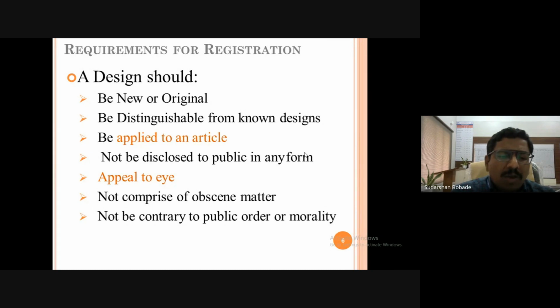Next one, not be contrary to public order or morality. Whenever we are going for design, it should not disturb society or cause social violence, and that is a very important parameter. It should not be religious, it should not be gender biased. So this particular precaution we have to keep in mind while going for the design patent.